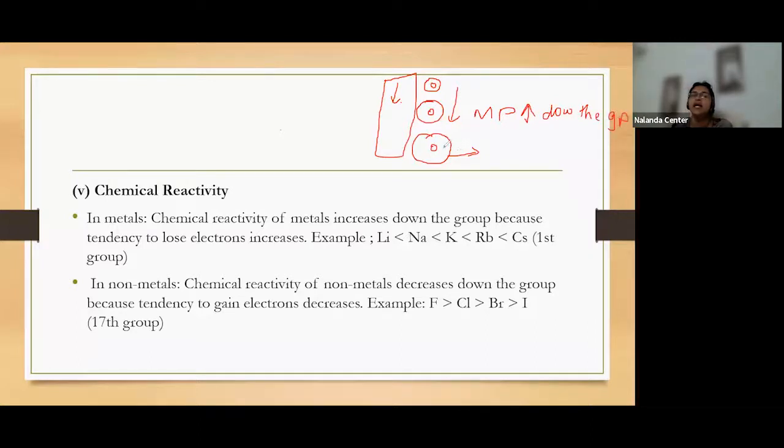What about non-metallic property? Attracting the electrons. It's not well attracted in this particular case because the size is very huge. So the chemical reactivity of the non-metals decreases down the group. What makes non-metals? The tendency to gain electrons. Already he is so big, right? He will not have a tendency to gain electrons. But this guy is comparatively smaller and has a better tendency to gain electrons. That means down the group, metallic property increases and non-metallic property decreases. All right, this is also a very important one.